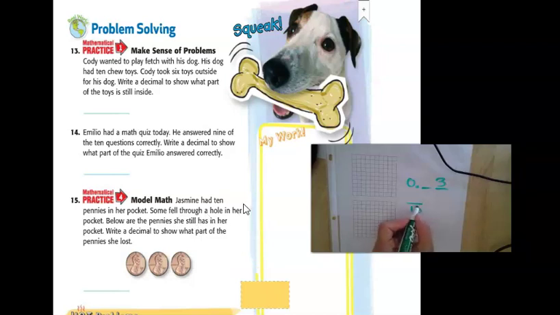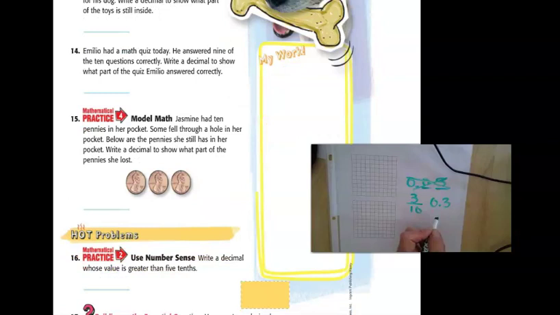10 pennies in her pocket. Some fell through a hole. She has 3 of the 10 left, which would be written not as 300ths. It would be written 3/10. Because she only started with 10, she did not start with a full dollar. That's a very tricky problem. I don't like it, but that is the correct answer on that one.